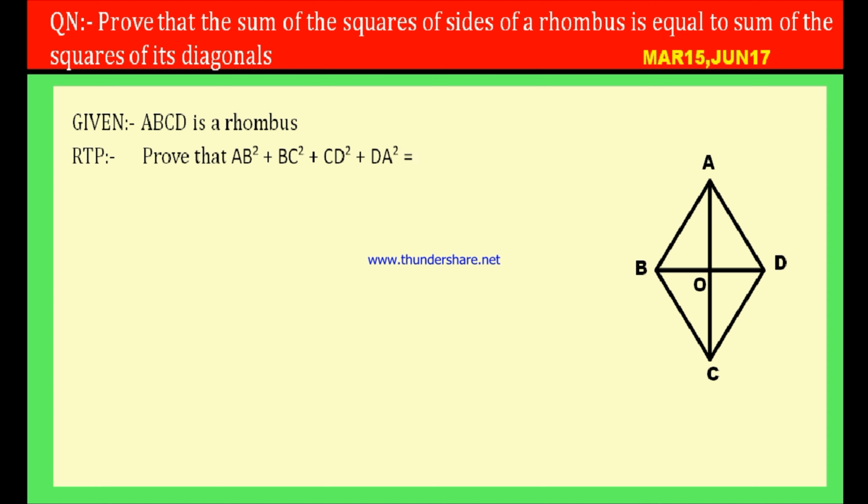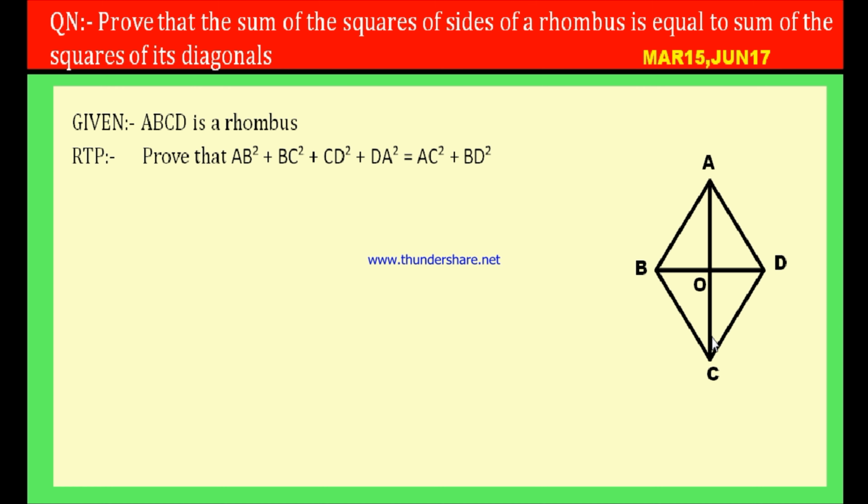I have to prove that, look at the question properly. Sum of the squares of sides of a rhombus. What are the sides? Sides are AB, BC, CD and DA. Squares of sides means AB square, BC square, CD square, DA square, and sum of the squares of the sides means AB square plus BC square plus CD square plus DA square is equal to the sum of the squares of its diagonals.